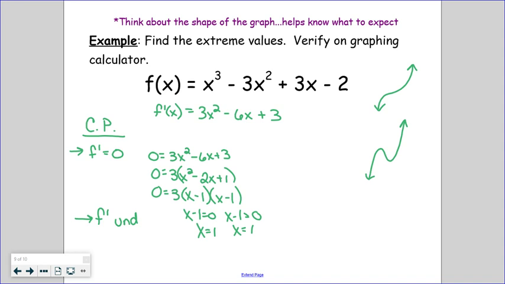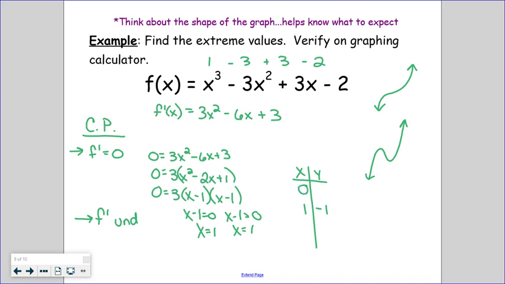Where is that function undefined? Nowhere. It doesn't have a domain restriction, right? There's nothing that's going to make it undefined. So we have one critical point to look at, which again goes back to the idea that I'm going to have to figure out what's going on around it. So plugging 1 back into this function, I would get 1 minus 3 plus 3 minus 2, which should be -1. That doesn't tell me max or min necessarily.